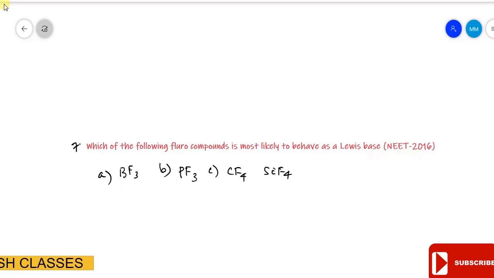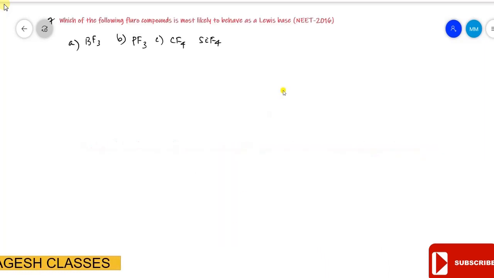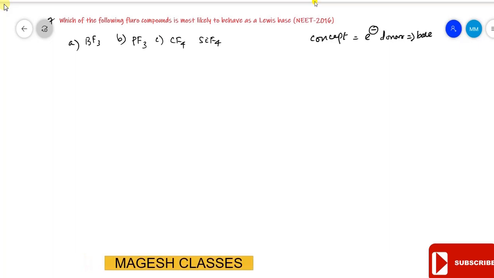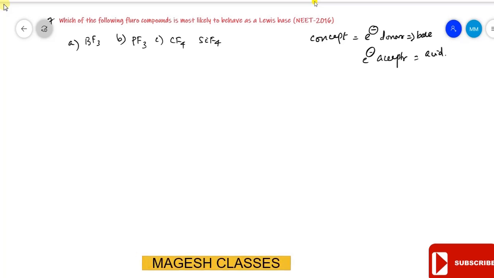Seventh one, which of the following fluoro compounds is most likely to behave as a Lewis base? Four options are given. The concept is that the electron donor is a base. The species with the ability to donate an electron pair is called a Lewis base, and the species having the ability to accept the electron pair is said to be an acid. Let us consider the combinations.